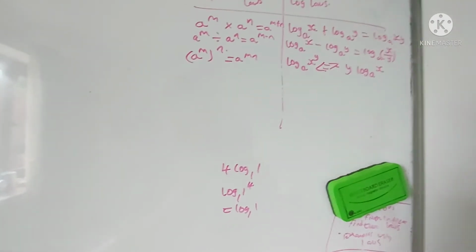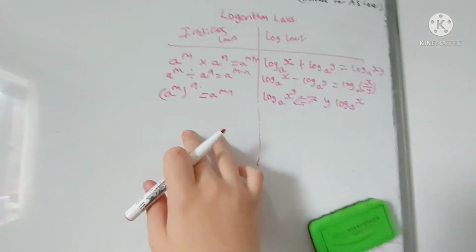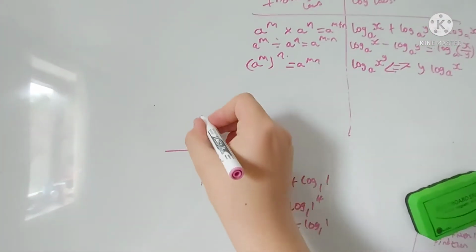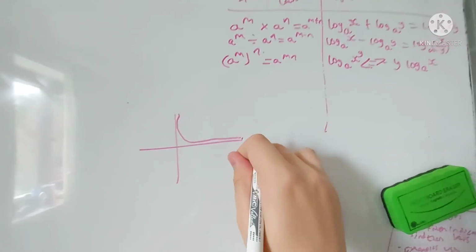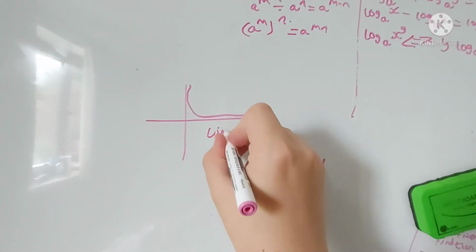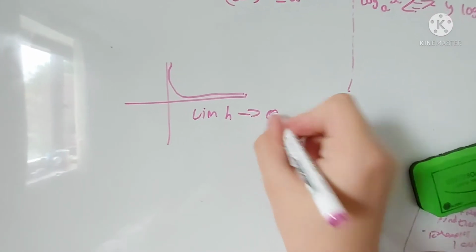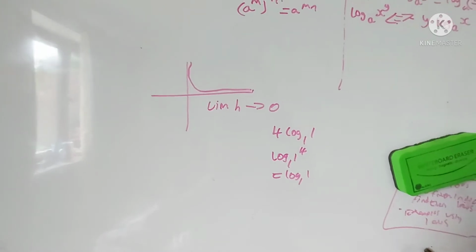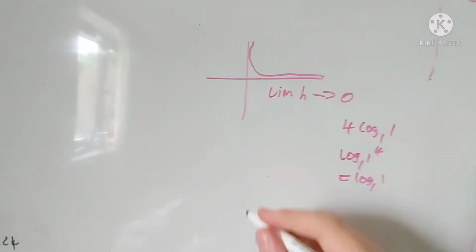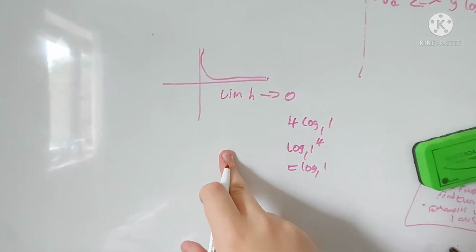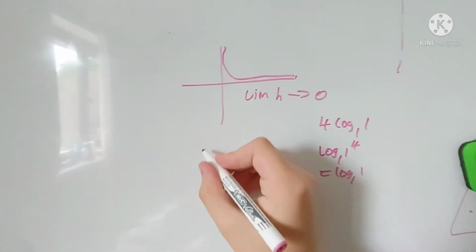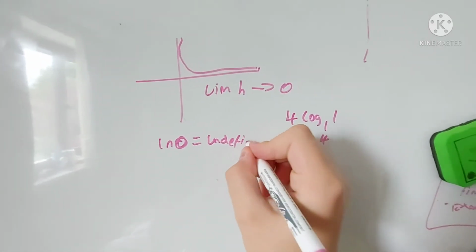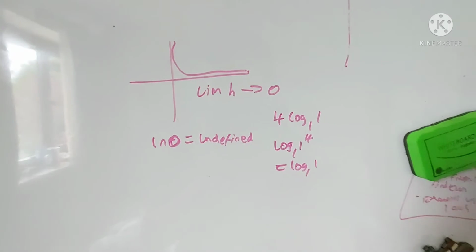The next one is you can't have negatives in logarithm laws because the log curves will never go below. They always have a limit as h gets closer and closer to 0. We can get closer and closer to 0, but it will never touch and will never go into a negative. As you'll see with the natural logarithm graph, it will get closer and closer to 0, but log of 0 is actually undefined. We can't actually state what log of 0 is.